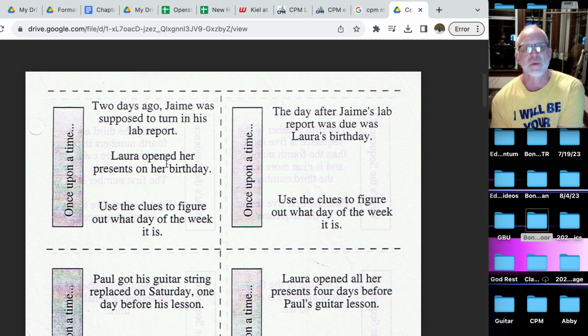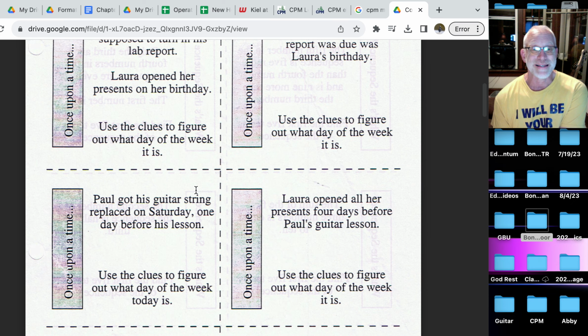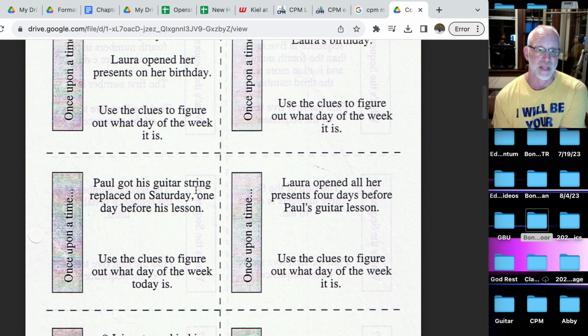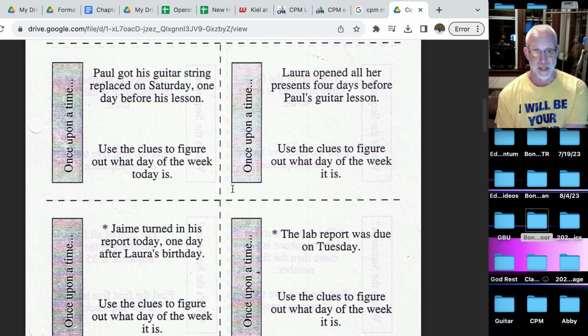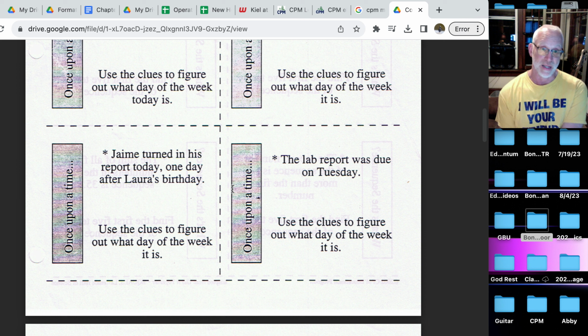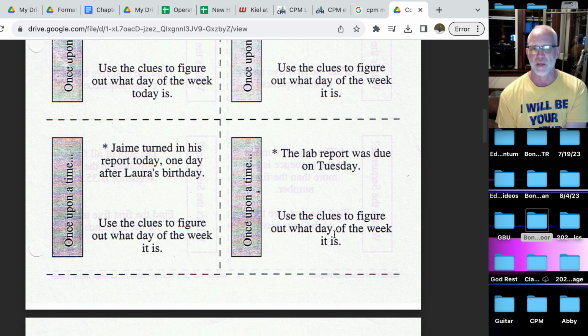For example, this one said, use the clues to figure out what day of the week it is. Two days ago, Jamie was supposed to turn in his lab report. Laura opened her presents on her birthday. The day after Jamie's lab report was due was Laura's birthday. Paul got his guitar string replaced on Saturday, 1 day before his lesson. Laura opened up all her presents 4 days before Paul's guitar lesson. Jamie turned in a report today, 1 day after Laura's birthday. The lab report was due on Tuesday. Can you put all those clues together and figure out what day of the week it is?